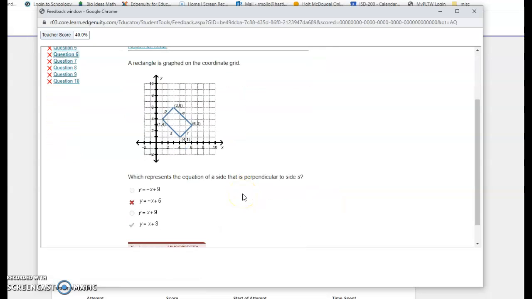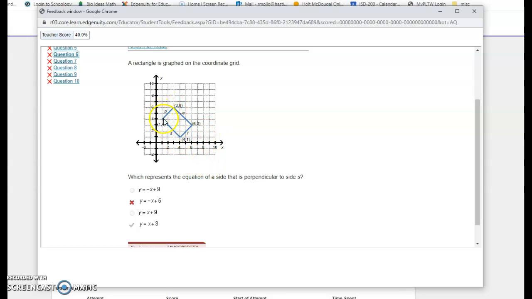Here it says a rectangle is graphed on a coordinate grid, which represents the equation of a side that is perpendicular to side S. Okay, so parallel lines are like S and Q. They're parallel, they're never going to touch. P and R, they're parallel, they're never going to touch. So parallel lines are like railroad tracks. They're just going to go on forever and they're never going to touch.